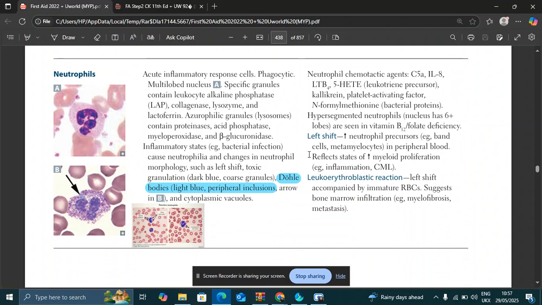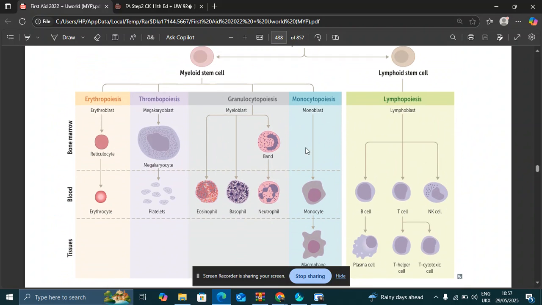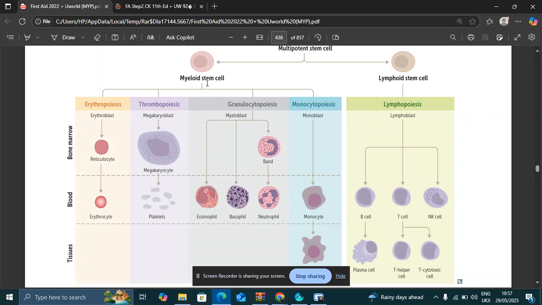What are neutrophils? We know that when the myeloid stem cell undergoes granulocytopoiesis, it becomes a myeloblast. And these myeloblasts either become eosinophils or basophils, or they become neutrophils. You can see the difference between these three cells.